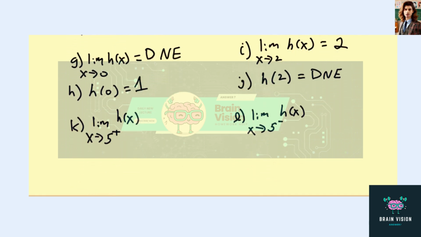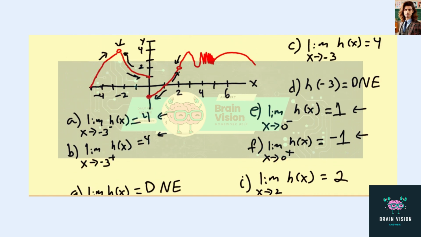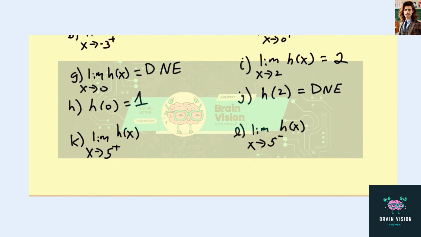Now, question K. The limit of our function as x approaches 5 from the positive side. So that's from the right. Where's 5 at? 5's right here. So that's us coming down on this curve, which is approaching 3, isn't it? On the curve there. So this is 3.